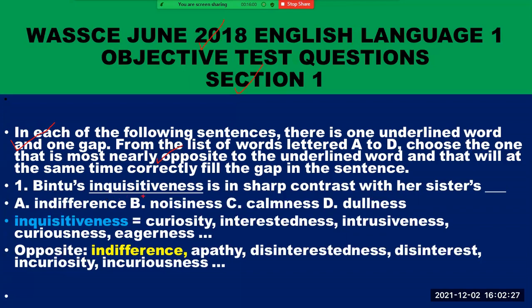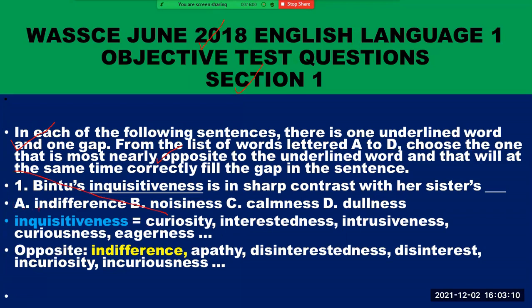So inquisitiveness is underlined here. Option A is indifference. Option B, noisiness. C, calmness. D, dullness. Now, first, we have to understand the meaning of inquisitiveness, and it means curiosity, interestedness, intrusiveness, curiousness, eagerness. In fact, when you are keenly interested in something, when you are curious, of course, that act of being curious is inquisitiveness. So the opposite is indifference. So we can see option A is correct.